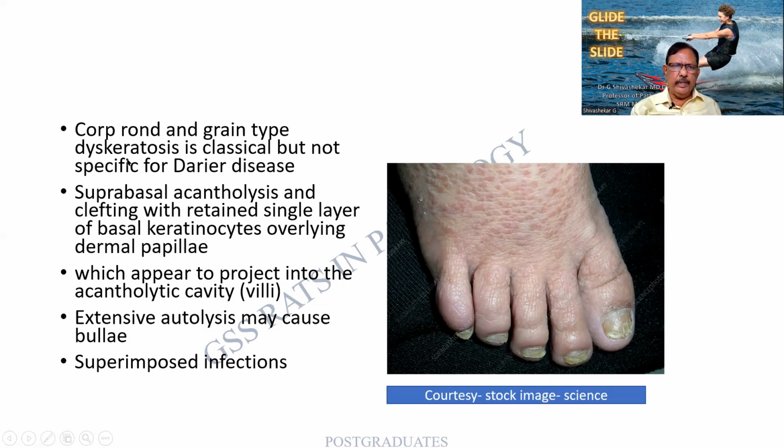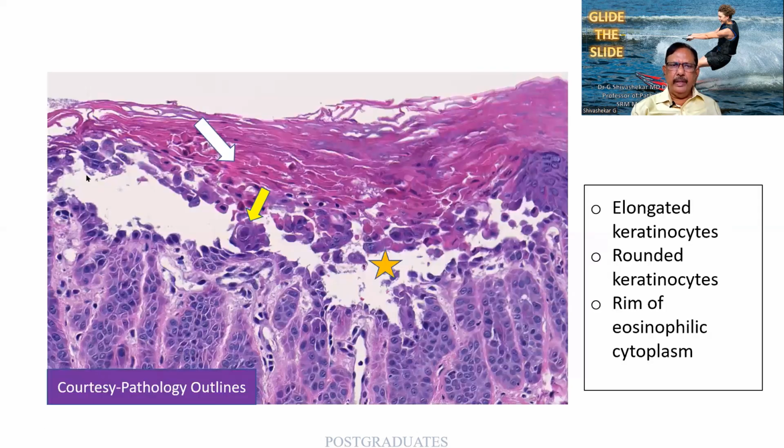Courtesy Stockholm image. Suprabasal acantholysis and clefting can be there. There can be projections or villi. Extensive acantholysis and superadded bacterial and fungal infections are probable. This is the slide that I would like you people to kindly appreciate. Elongated keratinocytes. Look at this one.